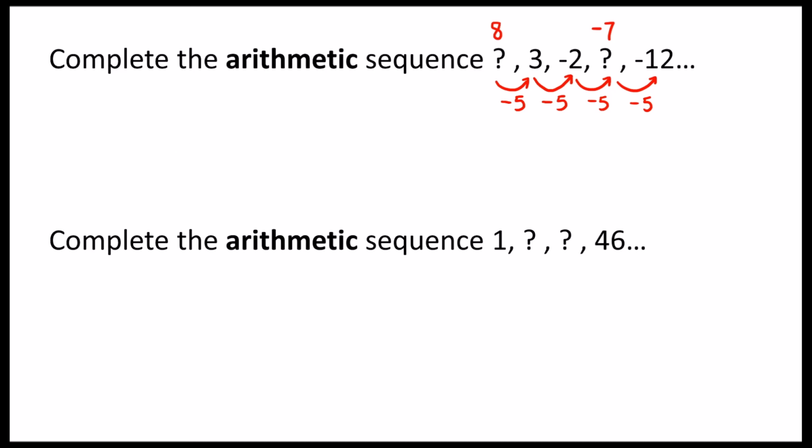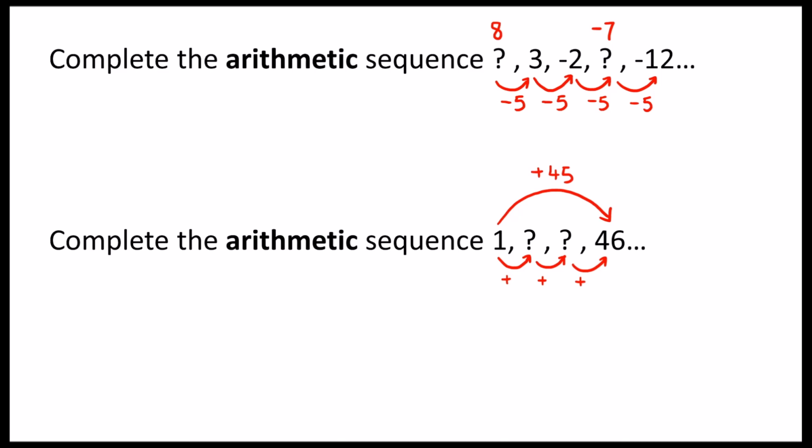My second question is a little bit more difficult, but I know to get from 1 to 46 that in total I've added 45 on. I also know that I've done this in little stages, so I've added something my first time, added the same amount the second time, and added the same amount a third time. I can use this to help me work out what this missing value is.